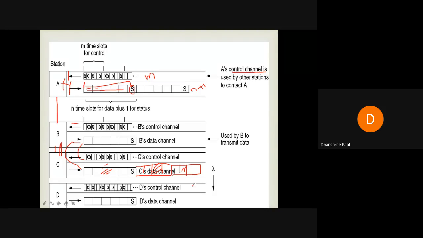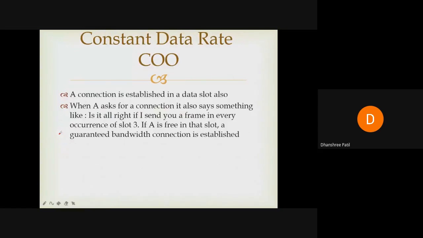So likewise the request has been sent. So if suppose C is free, it will allow, so obviously this slot will be allocated every time for the B only. Okay, so this is called as constant data rate connection oriented. Why it is called constant, I hope it is clear. Constantly only one slot is allocated for every frame transmission.